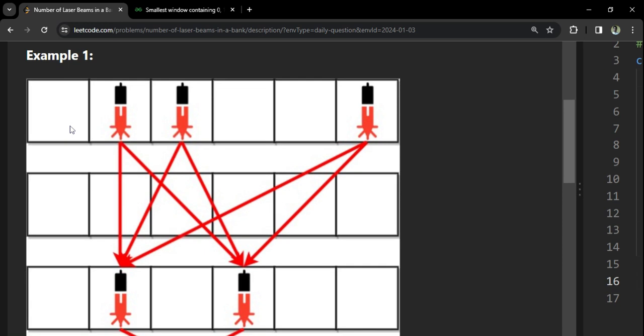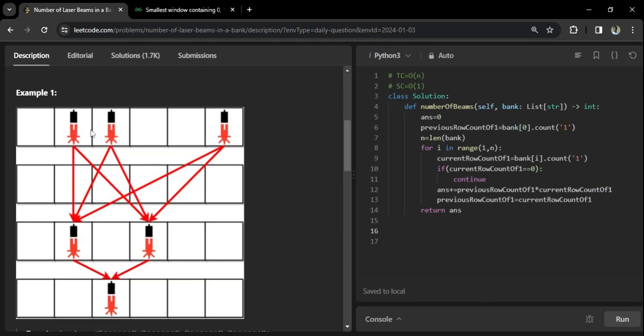Let me zoom in here. Okay, so you can see the security device of row 1 cannot have a beam with a security device of row 4. The idea is that the security device of one row will have a beam only with the security device of the very next row which has a device. As simple as that.